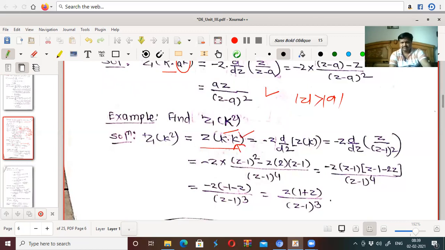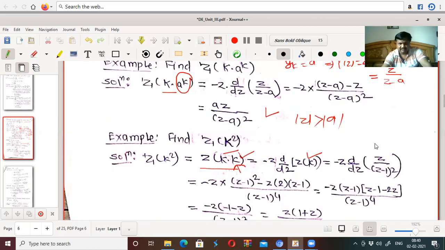What is the z transform of k? So minus z into the derivative of the z transform of k is what? z upon z minus 1 whole square. That is the z transform of k, which we have already found somewhere.